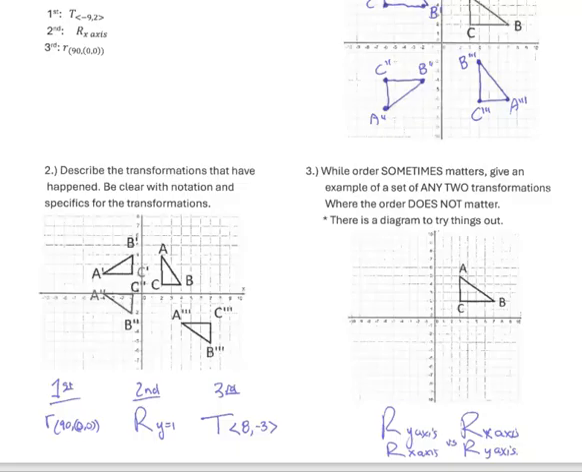And the next one says, while the order sometimes matters, give an example of a set of any two transformations where it does not matter. There's a diagram if you want to try things out. One of the things would be if you reflect over the y-axis, then the x-axis, or if you reflect over the x-axis, then the y-axis, they end up in the same exact location. So that would be an example where the order did not matter.